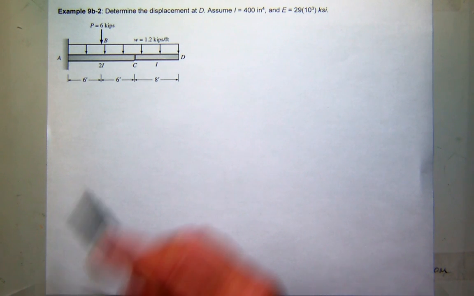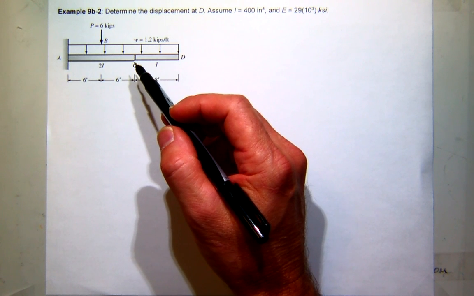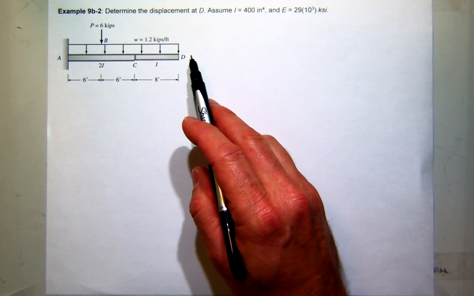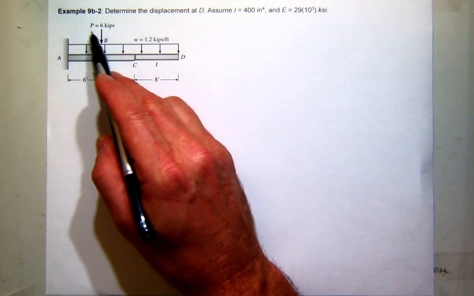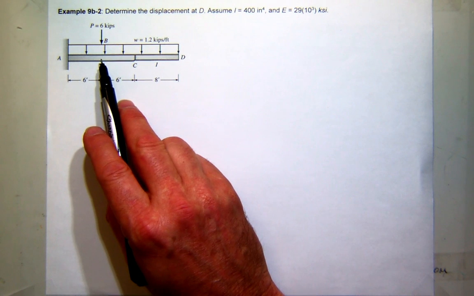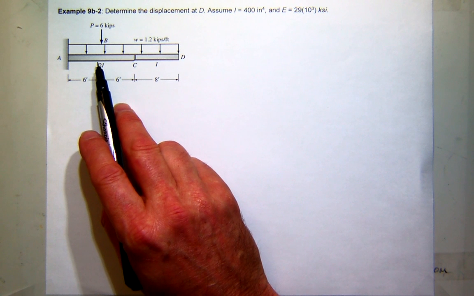The first thing we have to do is write real moment expressions for this structure. How many do we have to write? Can we write one continuous moment for the whole structure? No. Because of this applied force, we'll be able to write one that's good from 0 to 6, and then a second one that's good from 6 to 20.